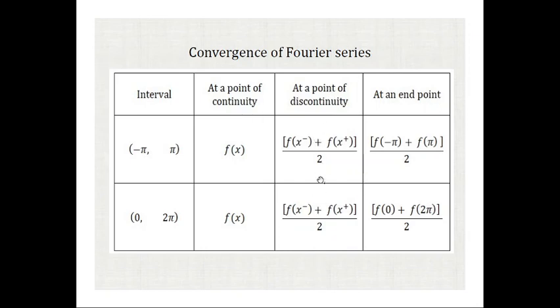So generally I suggest you to follow this one. Given any point x, it is always better to take the point of convergence to be f of x minus plus f of x plus divided by 2, whether it is an end point or a point of continuity, or a point of discontinuity, don't worry, just follow this. Even if you have a continuous function, then it reduces to this. If you have an end point, then it reduces to this. No problem with that.